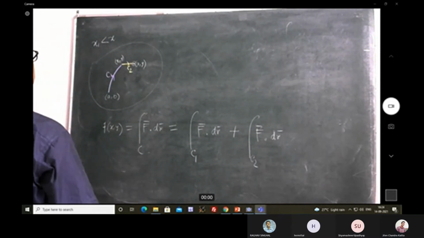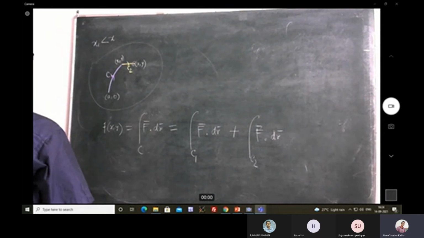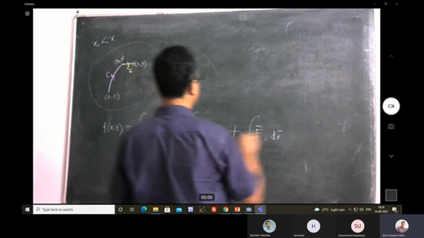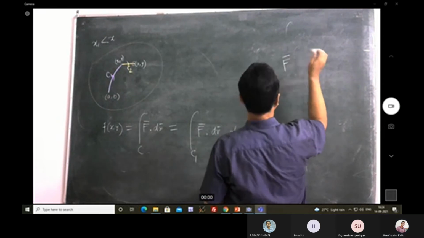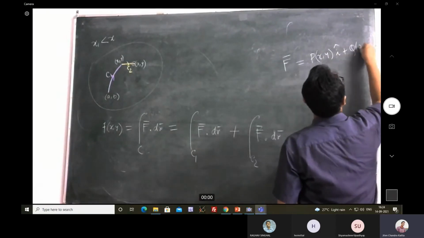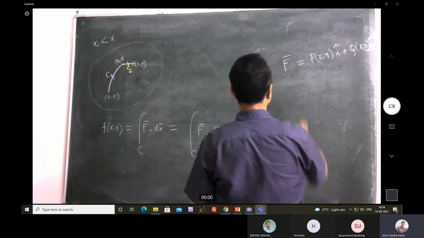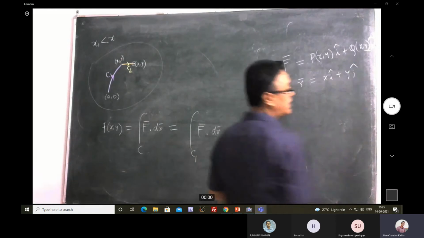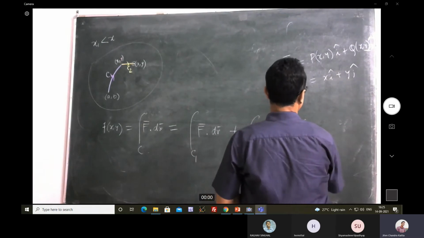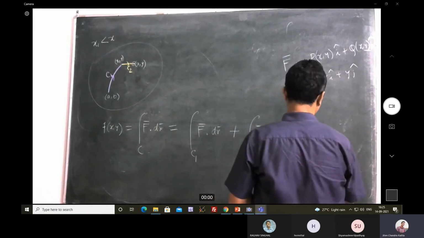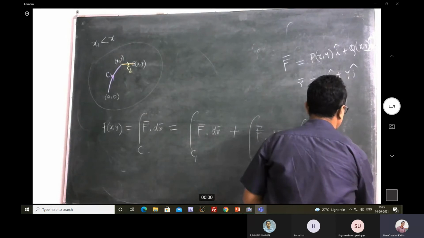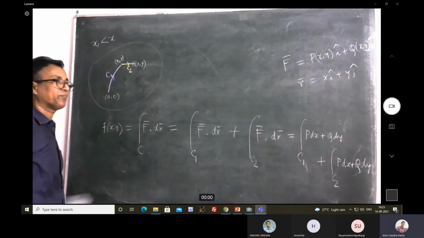So now let us assume that this F is P i plus Q j, and of course r is simply x i plus y j. Then this is simply going to give me the integral over C1 of P dx plus Q dy, and the integral over C2 of P dx plus Q dy.